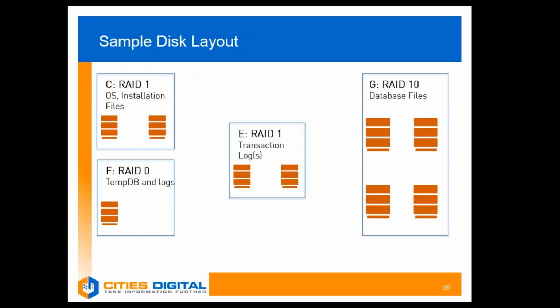All right, this is a sample disk layout. If you're a large system, this would be how it would be laid out. So you'd have the C on RAID 1 and F on RAID 0 where the TempDB and log files go, or it could be SSD. RAID 1 for your transaction logs. It's a whole different set of drives. And the G drive would be your actual database files, so a whole different drive set.